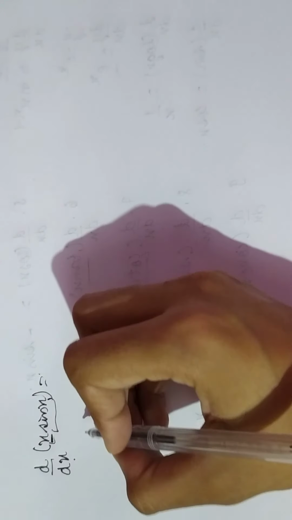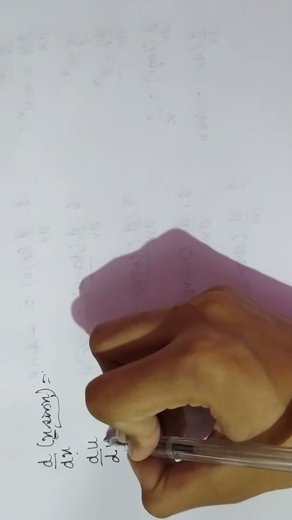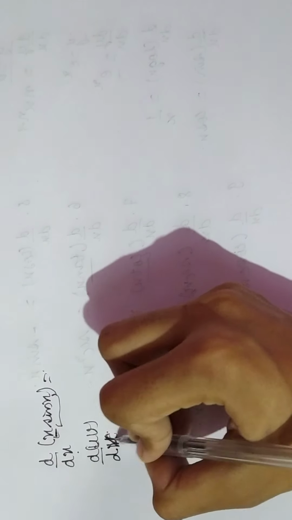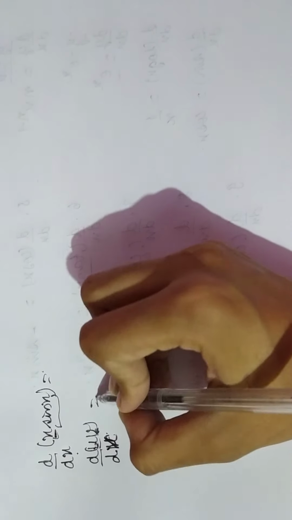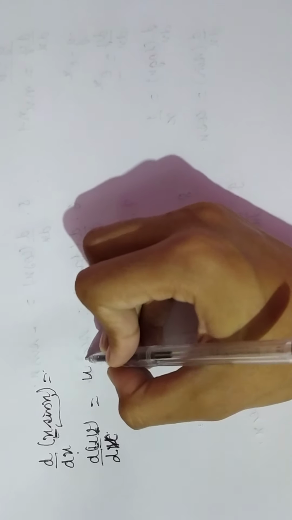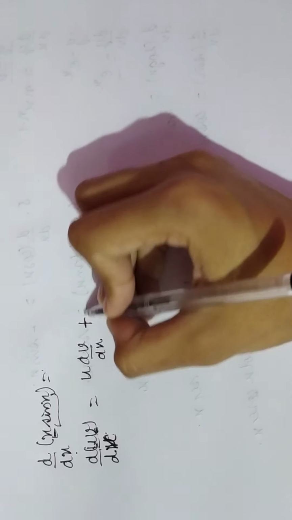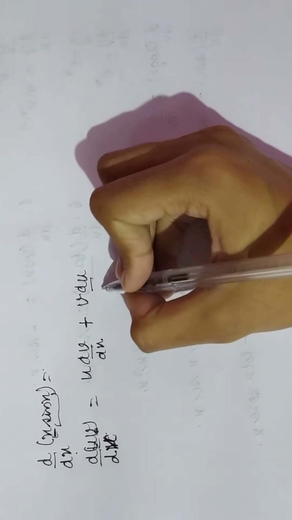For this we have a rule, which is d by dx of u into v, equal to u into dv by dx plus v into du by dx. Okay, this is the first function, this is the second function. These both u and v are functions of x. So how will we find it? First of all, we put the first function outside and differentiate the second function, and we add, and what we do next, we put the second function outside and differentiate the first function.